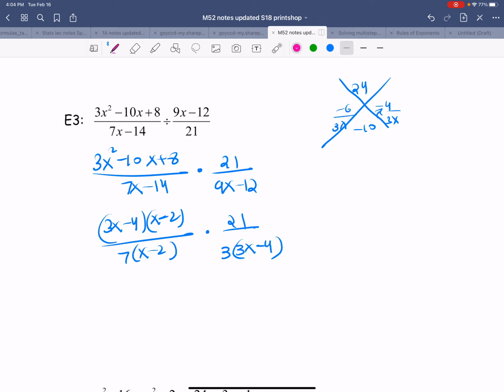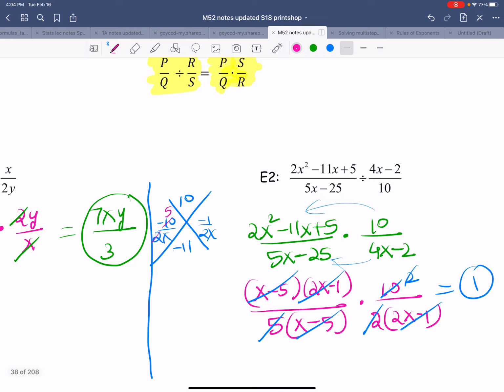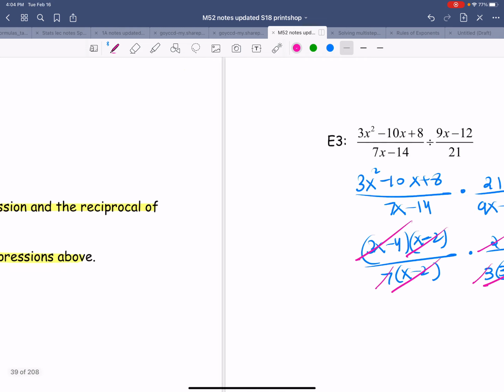Let's cancel out all the common factors between numerator and denominator. 7 times 3 is 21, and 21 is also in the numerator. Again, everything canceled between numerator and denominator, so we're just left with 1. And the previous example also had all the factors cancel: 5 times 2 is 10, and 10, yep, that's a 1.